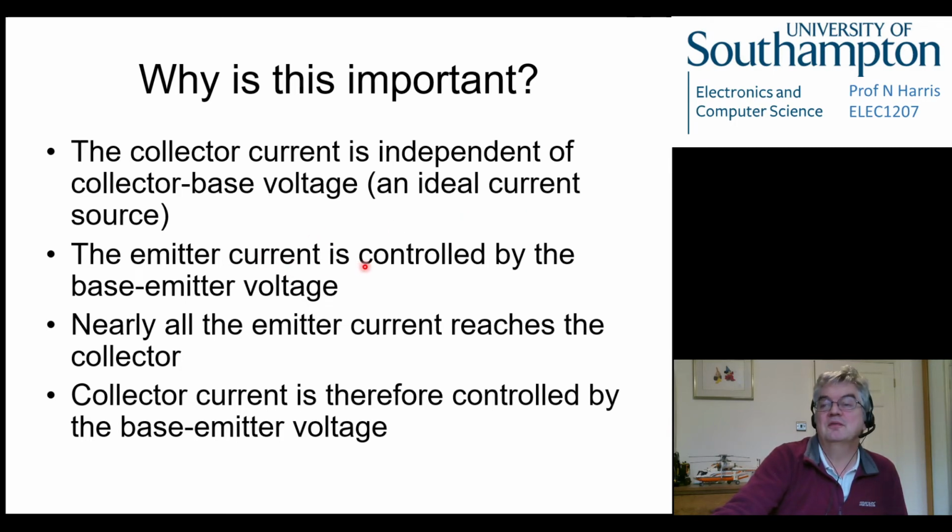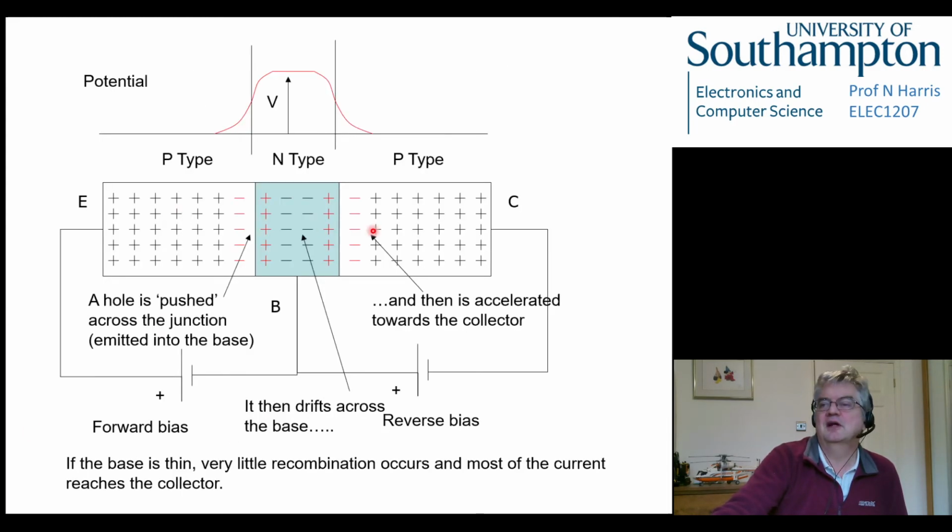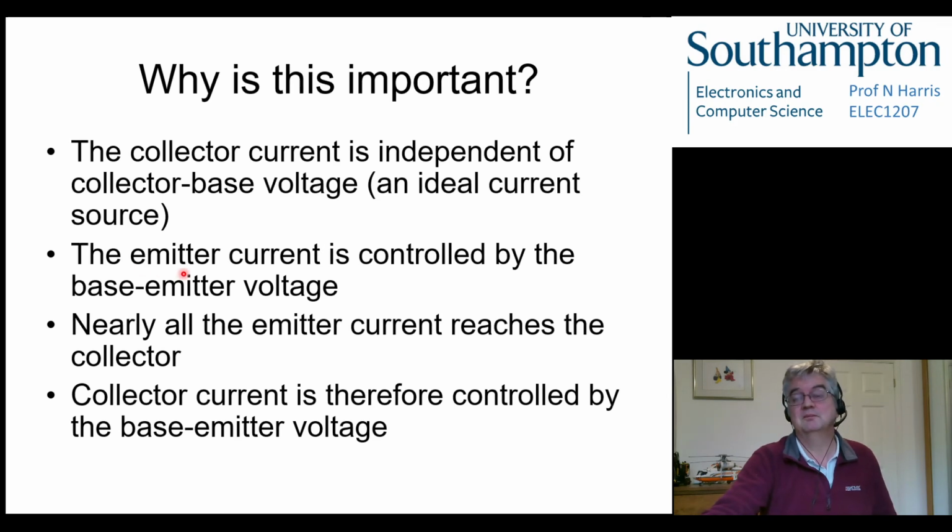And the emitter current, the current coming out of it, is controlled by the base emitter voltage. Nearly all of the emitter current reaches the collector. Therefore, the collector current is controlled by the base emitter voltage. So let's just re-emphasize that. The collector current, the current coming out of here, is controlled by this voltage here. And that's the key to it. We've made a current source that we can control by a variable. This isn't, so we can go back to our independent sources, and that's what we've made. We've made a dependent source.